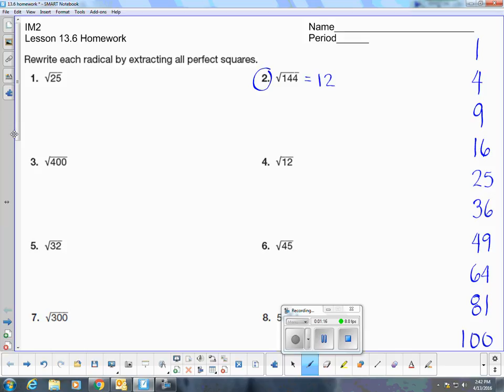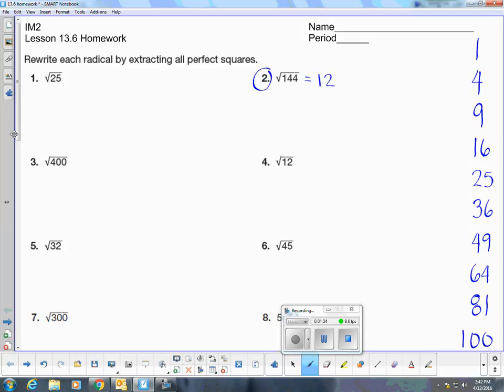Now, in just a moment, we're going to actually write plus or minus 12 because when we solve a quadratic equation, we're going to get two answers. We're going to talk about that in a minute. But here, they just want me to do the square root of 144. So we're going to say that the principal square root or the positive square root is 12.